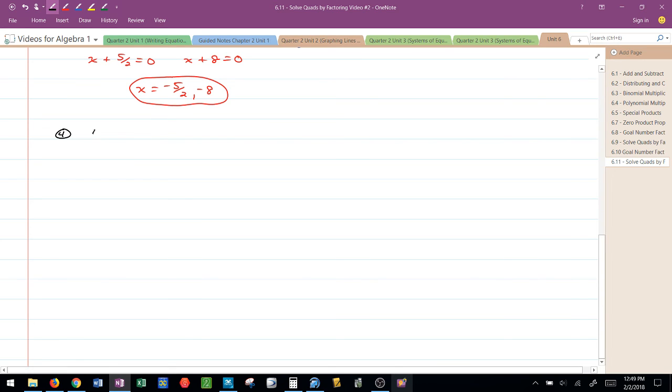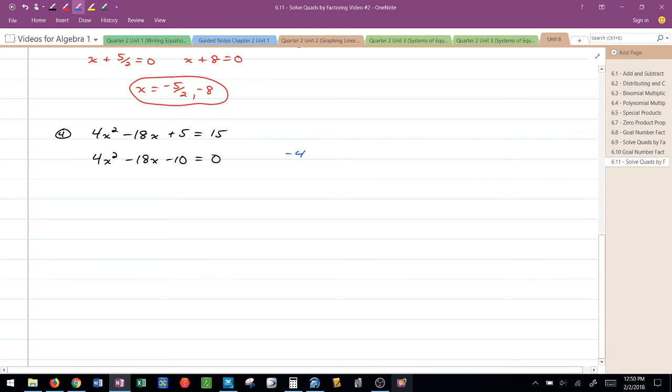Let's say that we have 4x squared minus 18x plus 5, but then it equals 15. Now, in order to solve this, we have to get it in the standard form. Even though it already looks like standard on the left, it's not equaling 0. So I need to subtract this 15. That becomes 4x squared minus 18x minus 10 equals 0. Again, I got negative 10 there by subtracting 15 from 5.